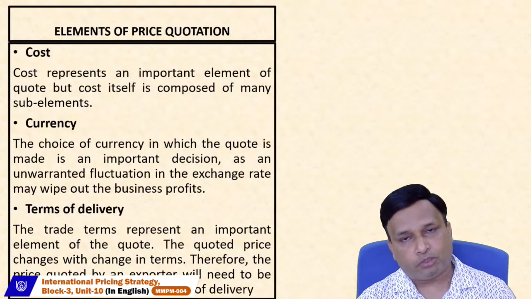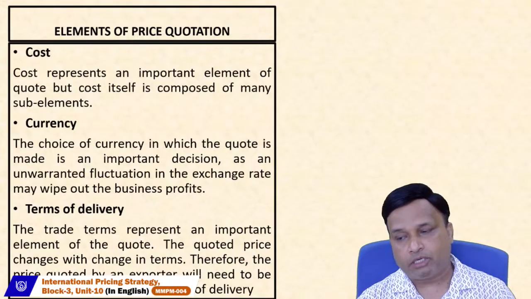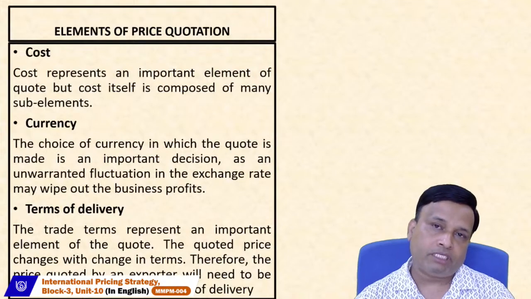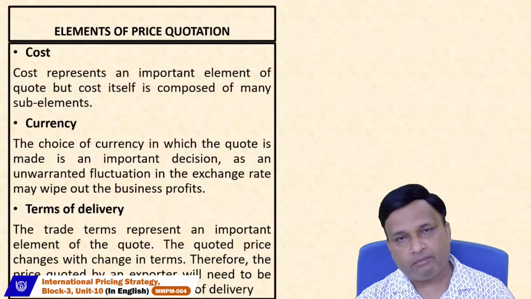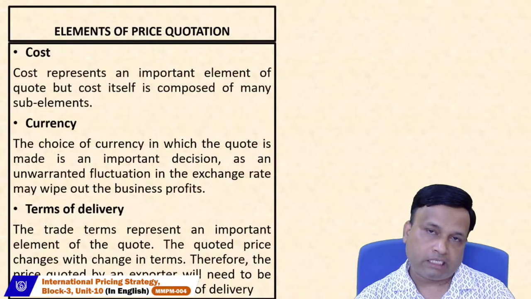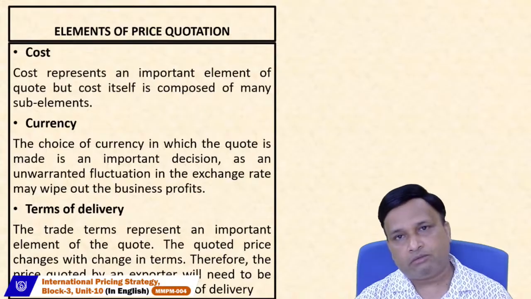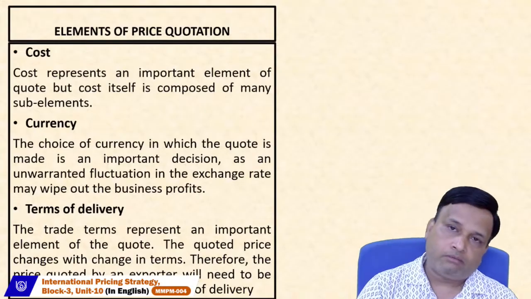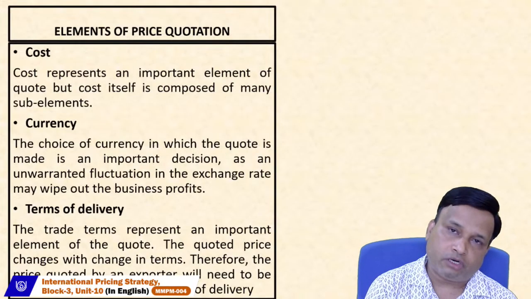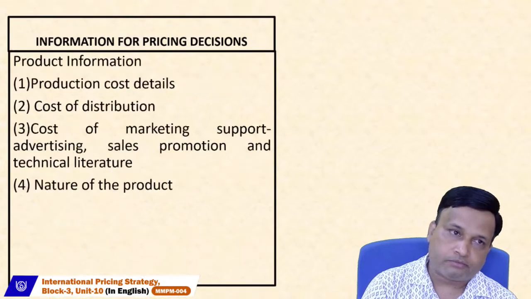Then we talk about the terms of delivery, whether you are looking for early delivery or late delivery. If you are talking about early delivery, what happens? The price will be high, because the cost involved in preparing or procuring the product, the factors of production involved, decides your price mechanism. That is why the price remains high if you look for early delivery. So the terms of delivery also decide the price quotations.